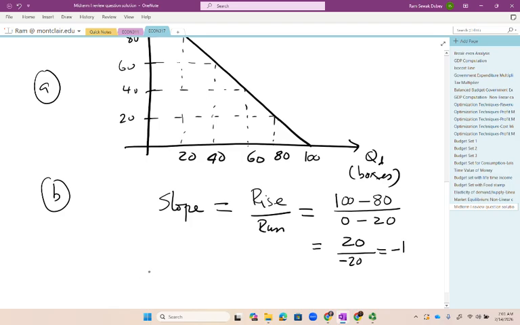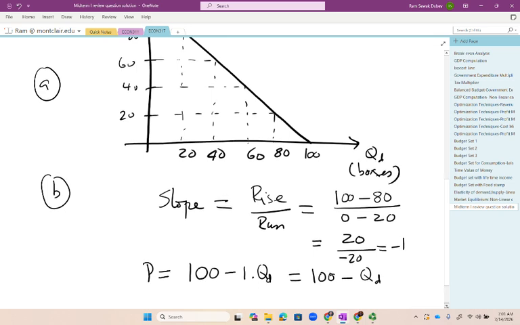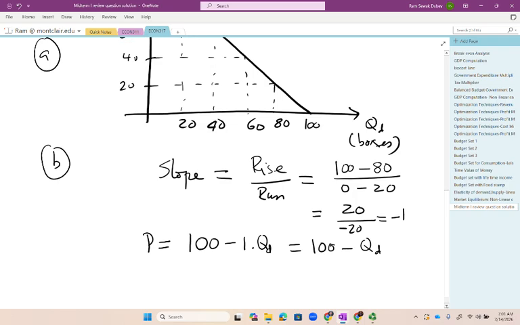I can now write down price to be equal to the vertical intercept being 100 minus slope is 1, so negative 1 times QD, which I can simplify because when we multiply by 1, we don't write the coefficient, so P = 100 minus QD. That's the expression for the inverse demand function. Given this, we can now solve for price given any quantity or quantity given any price.